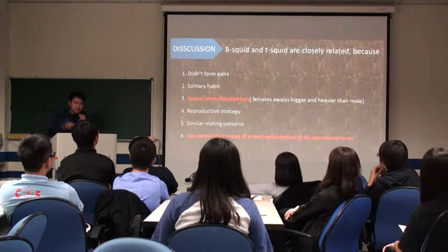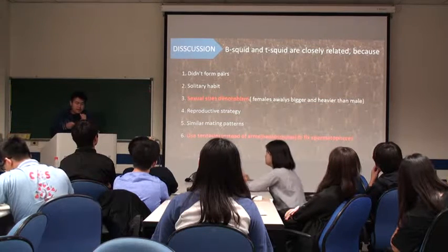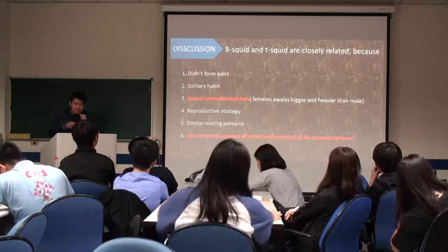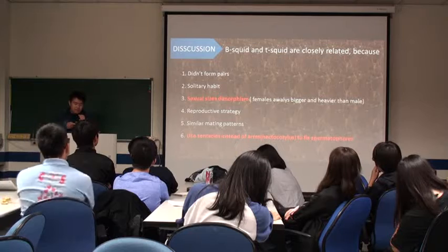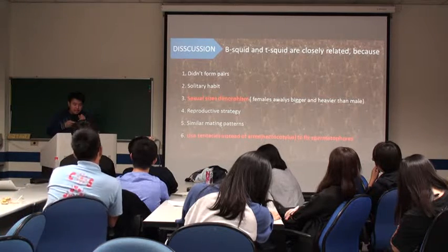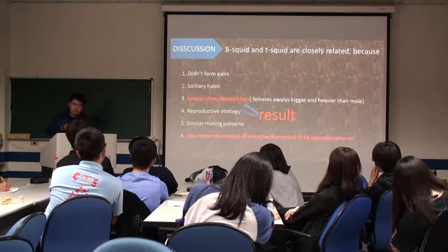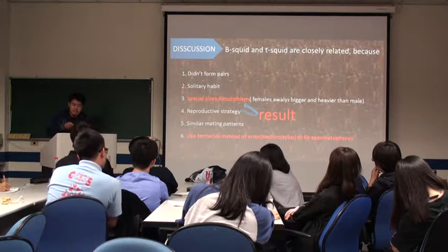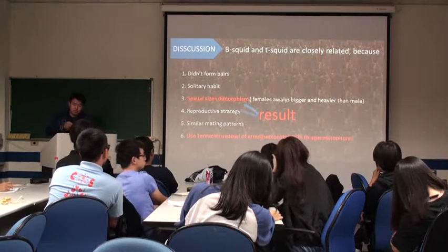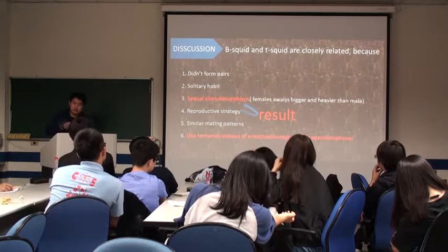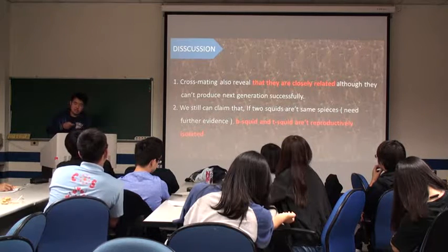B squid and T squid are closely related because, first, they don't form pairs and they have a solitary habit. Third, they have sexual size dimorphism. Fourth, they have a reproductive strategy, but I think this is the result of it. And fifth, they have similar mating patterns. Sixth, they use tentacles instead of arms to fix spermatophores. Items 1 to 4 we can see directly in nature, but 5 and 6 we should do an experiment to gain.